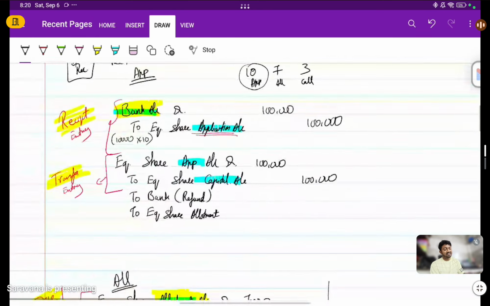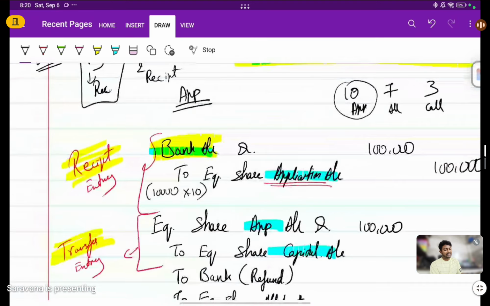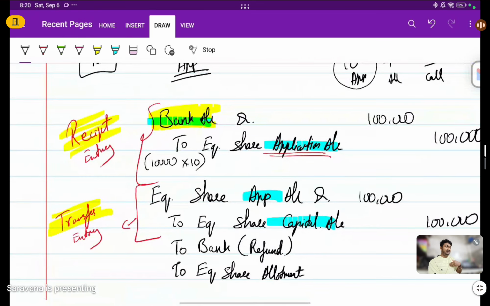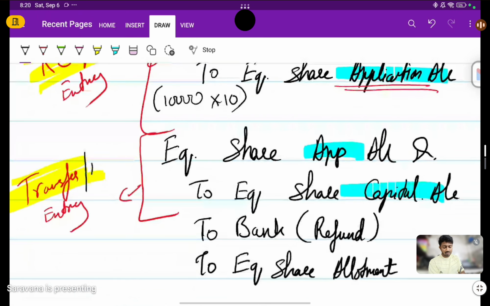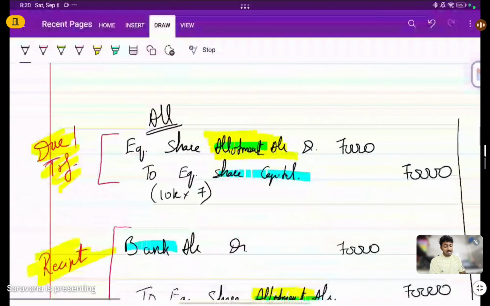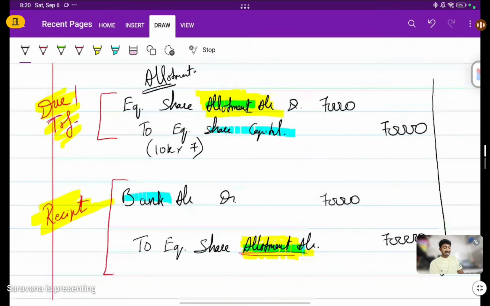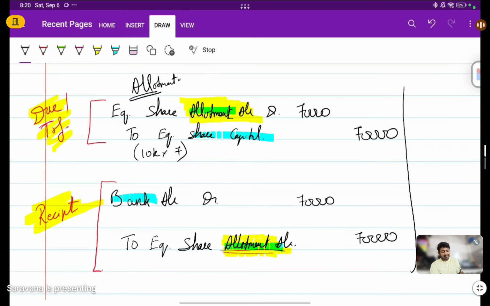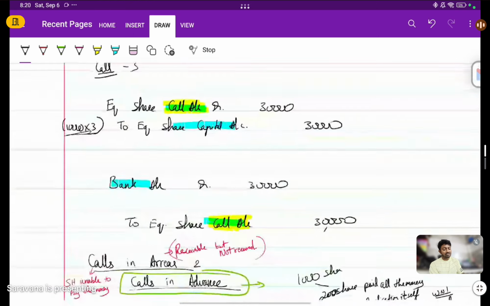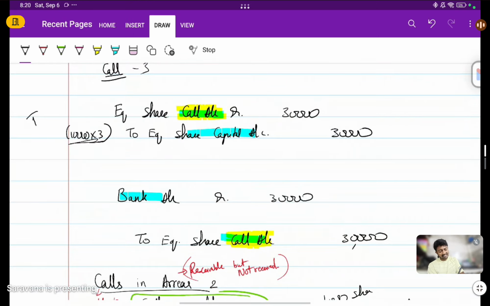So the journal entry is also bifurcated. In application alone, the receipt entry comes first, followed by the transfer entry or due entry. In allotment, the transfer entry or due entry comes first, followed by the receipt entry. In calls also, first the transfer entry or due entry, followed by the receipt entry.